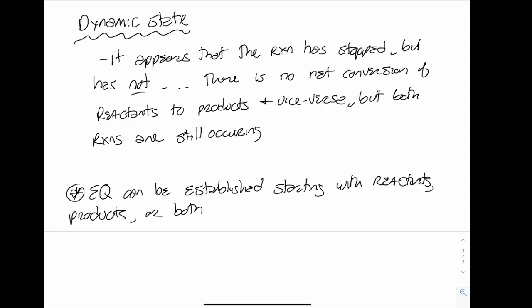You could start with just reactants. Those reactants would form products, right? These are reversible. Those products would go back to reactants. When that happens at the same rate, we're at equilibrium. We could start with a little bit of both. When they're going back and forth at the same rate, again, we're at equilibrium.